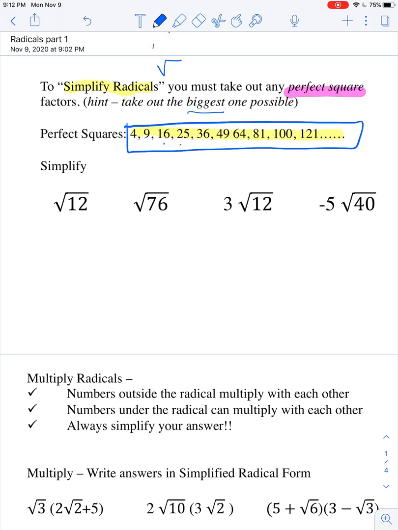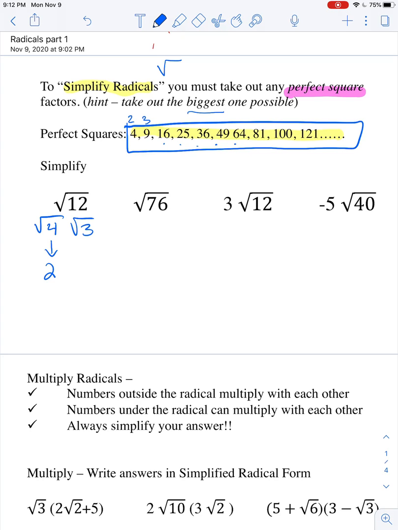So what do I do? I look at 12 and I start with the numbers and I count my way down and I say, okay, none of these numbers can go in because they're bigger. 9 doesn't go in, but 4 does. So I think of this as 4 times 3, both under the radical. This can come out because 4 is the perfect square of 2.